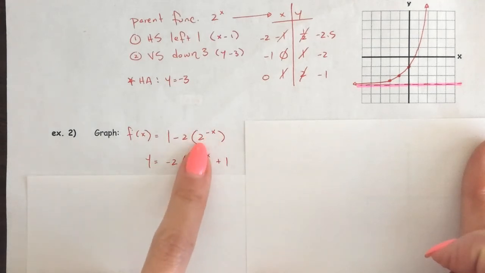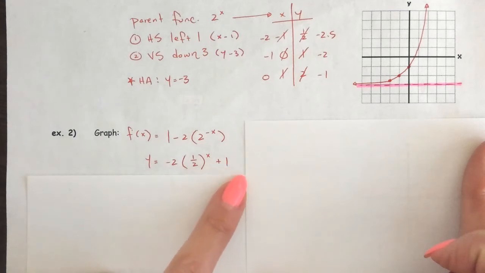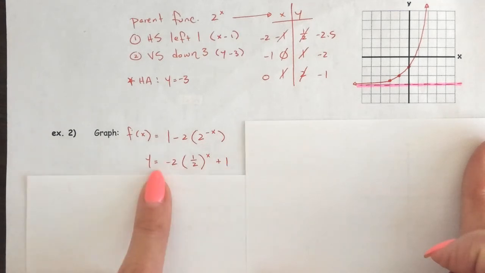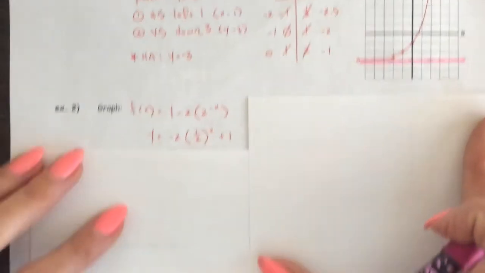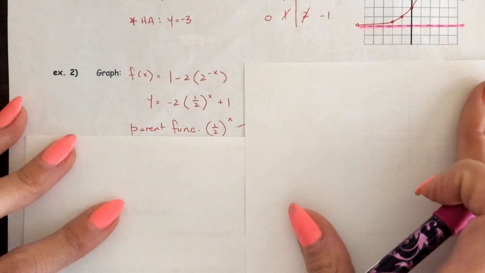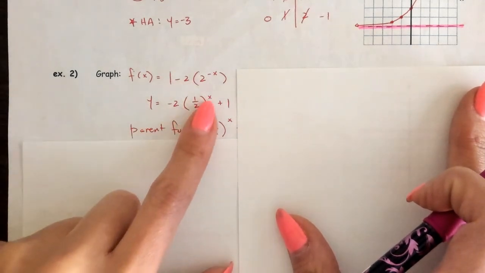What does that mean here? It gets flipped. So we see the -2, and then this is actually a 1/2 to the x power, and then +1. So now it's in the right order, where we have the vertical stretch, and then we have the number at the back. That's our vertical shift. Okay, so let's do the parent function, which is obviously 1/2 to the x power.